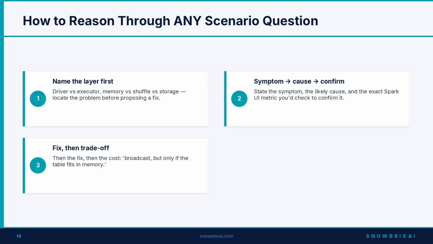Now, let me hand you the framework for any scenario question. First, name the layer before you propose a single fix: driver versus executor, memory versus shuffle versus storage. Second, say the symptom, then the likely cause, then where you would confirm it. And confirm means a specific Spark UI metric, not a hunch.